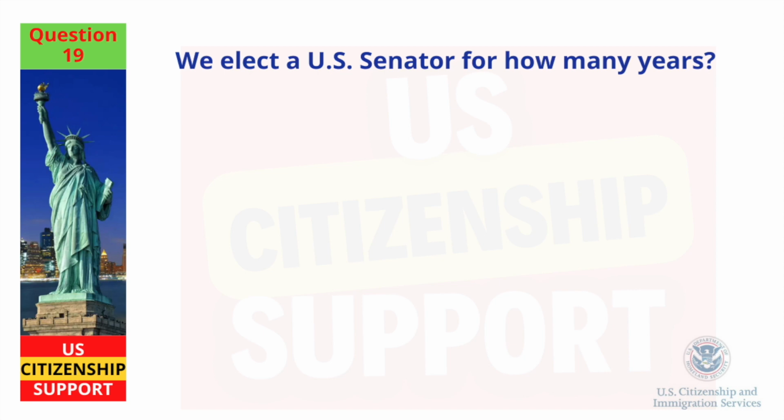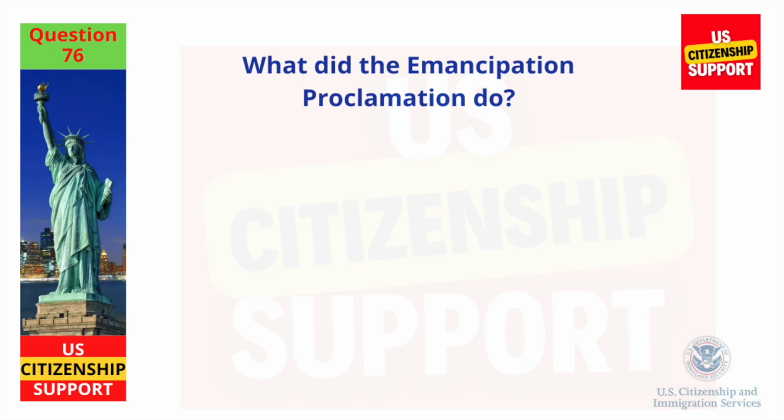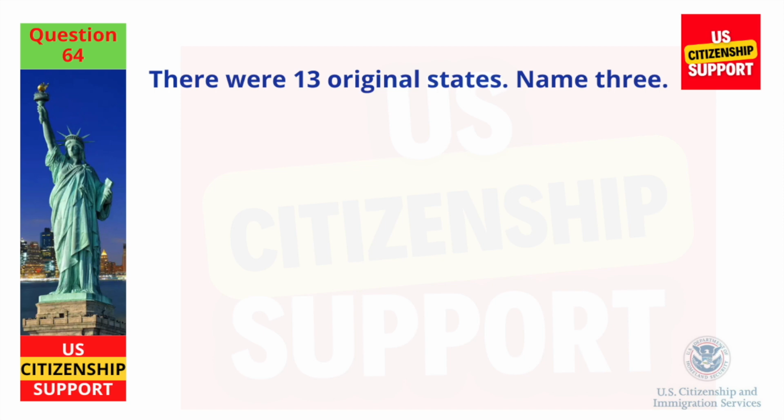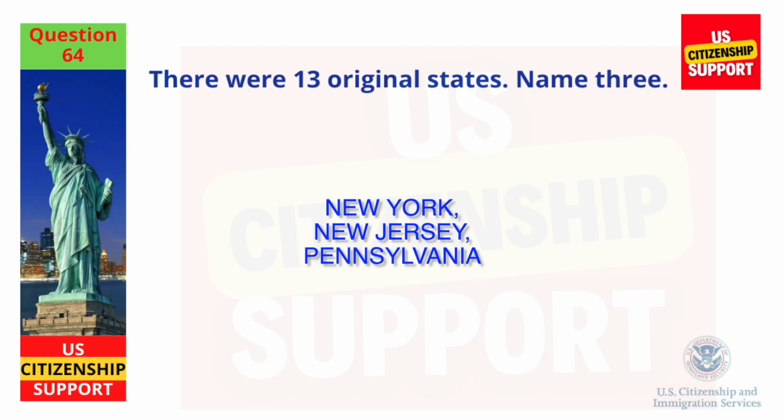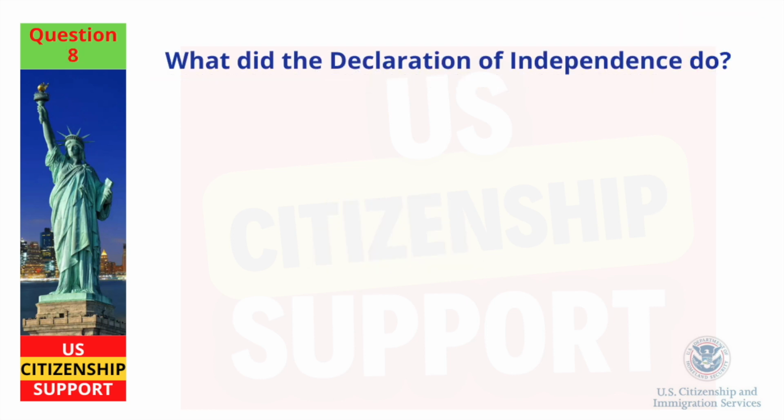We elect a U.S. Senator for how many years? 6. What did the Emancipation Proclamation do? Freed the slaves. There were 13 original states. Name 3. New York, New Jersey, Pennsylvania. What did the Declaration of Independence do? Announced our independence.